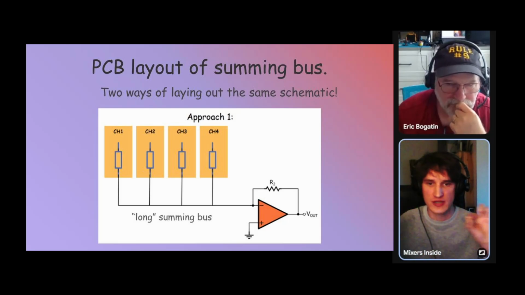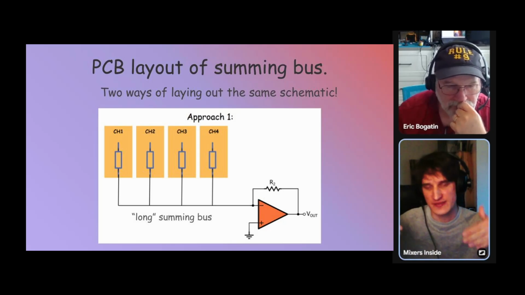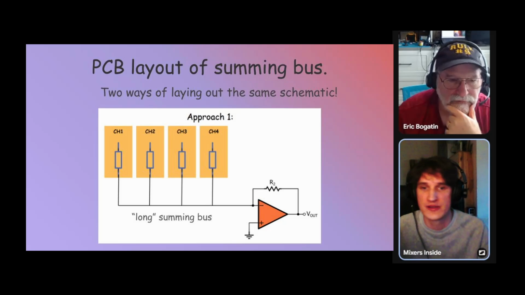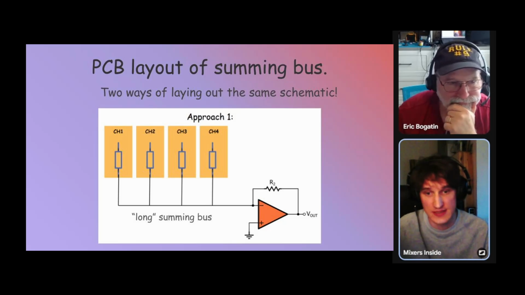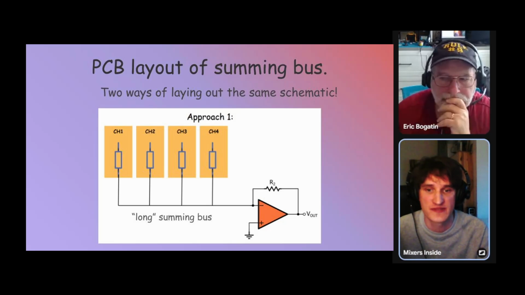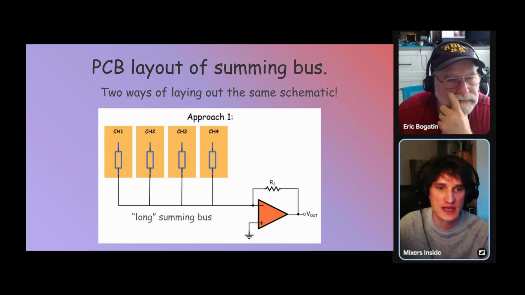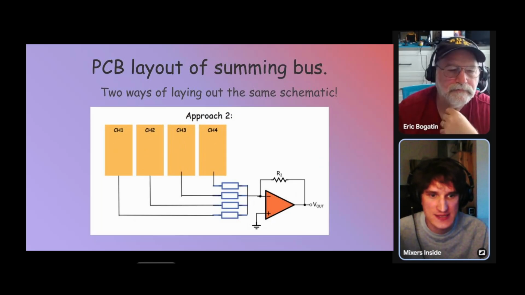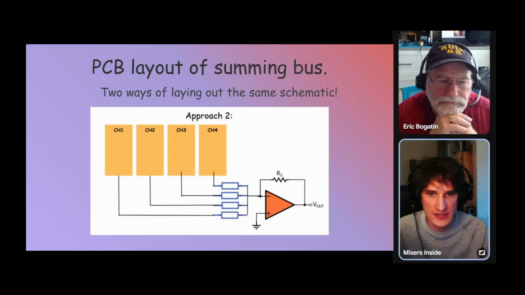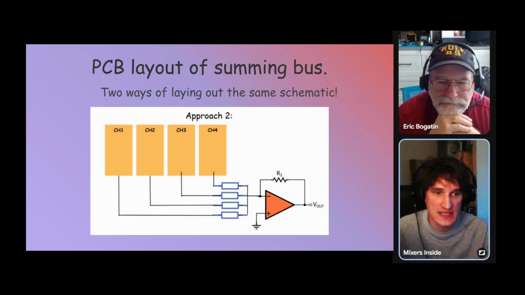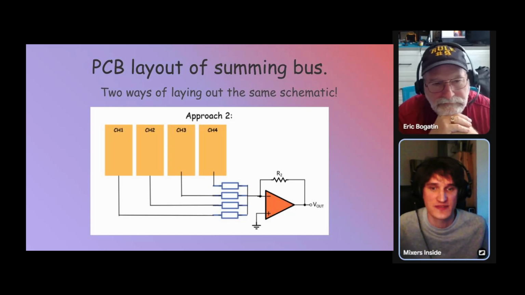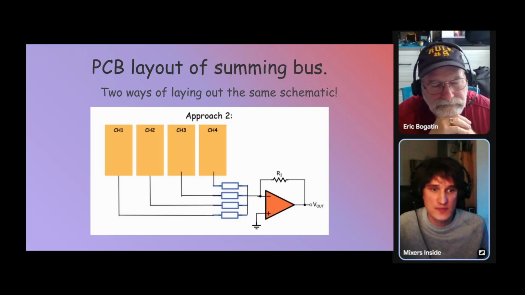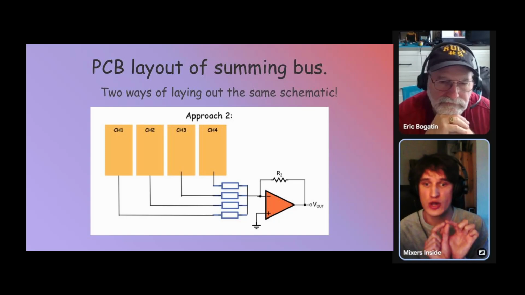You run one long summing bus connected via resistors, and one wire does all the job. But what happens, and is it potentially a better solution in terms of signal integrity? What happens if we actually run separate signals from each channel board to the summing resistors that are really close to the inverting input of the op-amp? Because from a signal integrity perspective, as far as I know, especially when dealing with high-speed op-amps, it's important to keep the inverting node small in area.